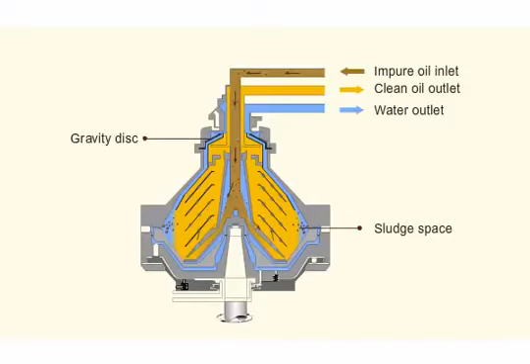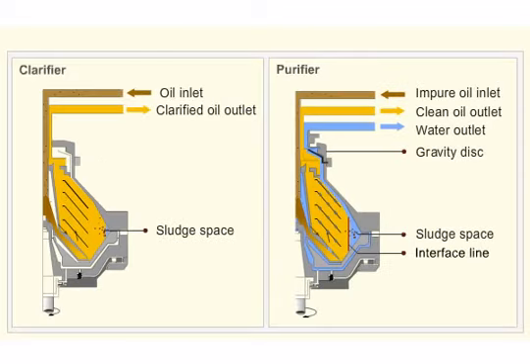Purifiers separate liquids as well as solid impurities. Clarifiers separate only solid impurities. Purifiers have separate outlets for the separated water and the purified oil. Only clarified oil is discharged from the clarifier. The gravity disk in the purifier maintains the oil-water interface. In a clarifier, there is no gravity disk and sealing water.